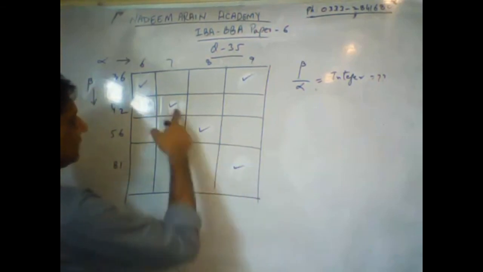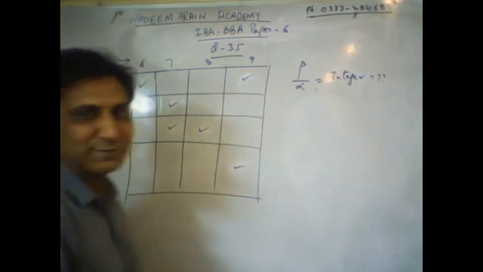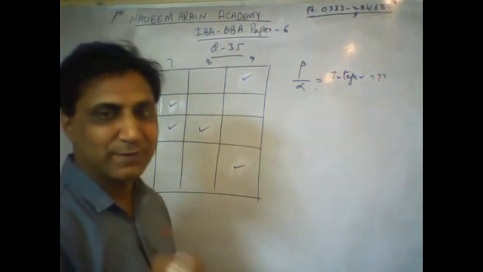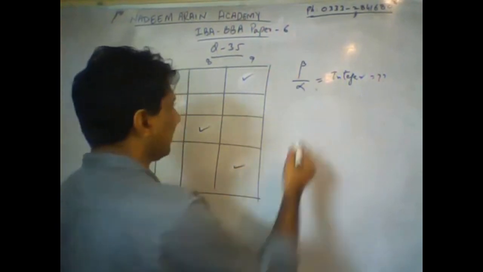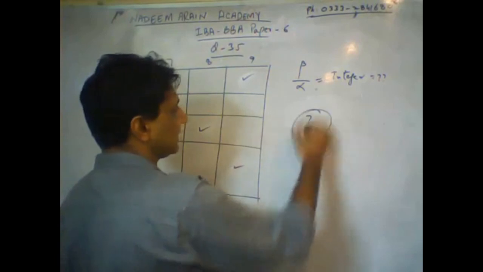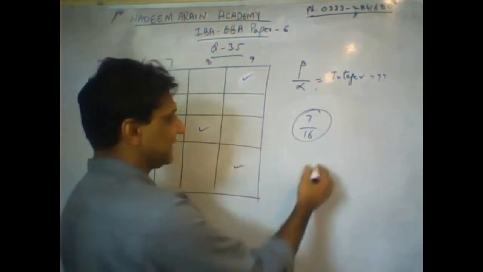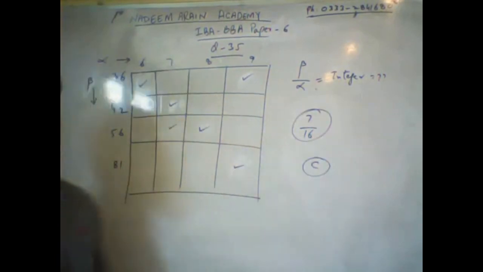So there are 1, 2, 3, 4, 5, 6, 7 possibilities out of 16 where beta is completely divisible by alpha. So the answer is 7 upon 16. That is option C. Thank you.